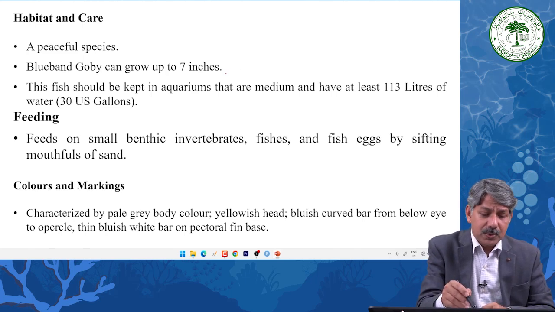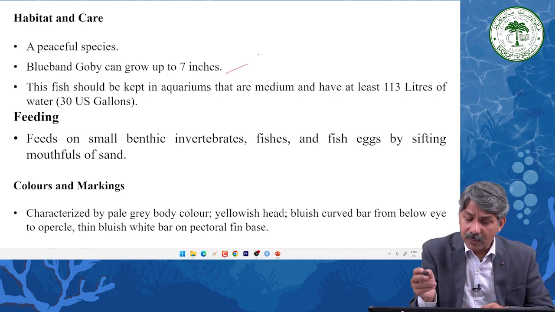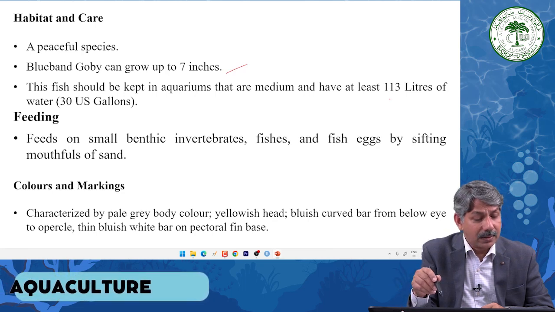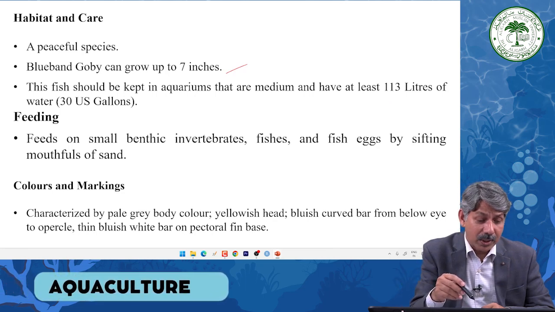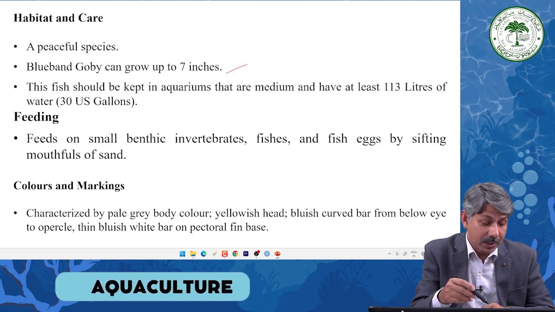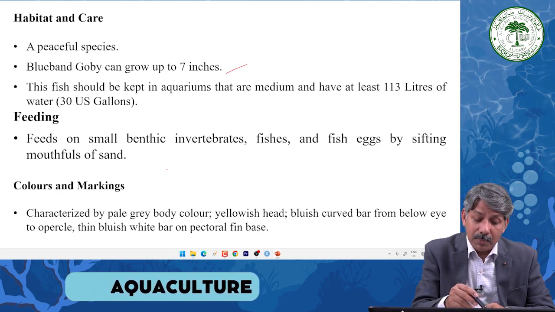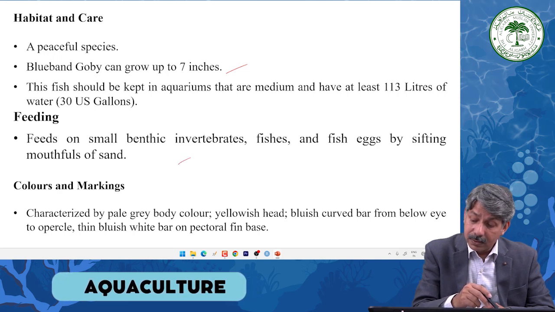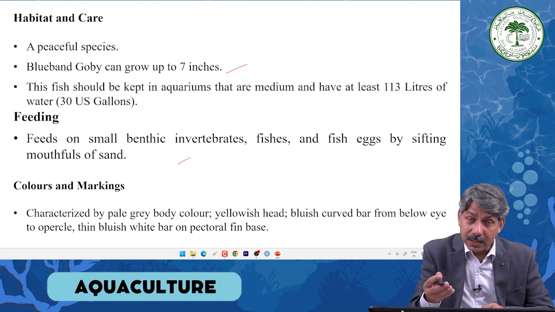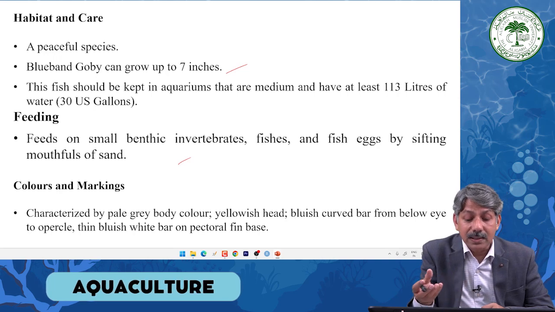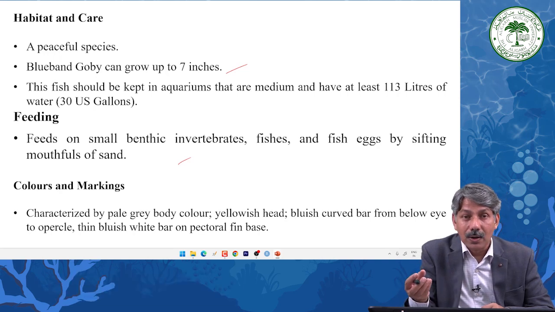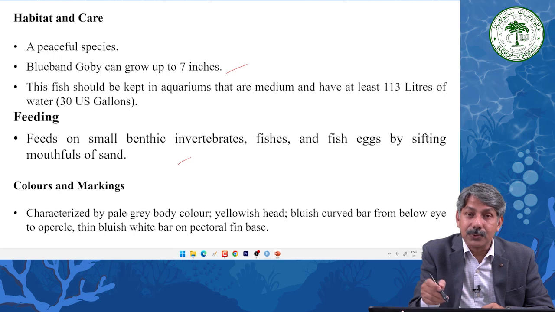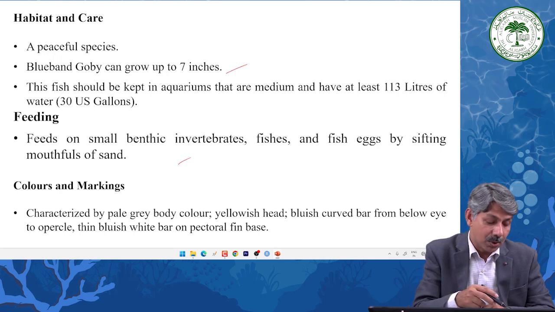It can grow up to 7 inches, so you need to have a large amount of water in order to keep this fish, taking into account its behavior. It feeds on small benthic invertebrates, fishes and fish eggs by shifting mouthfuls of sand. Then, sifting, it takes a large amount of sand and filters from that these kinds of food organisms that it consumes.